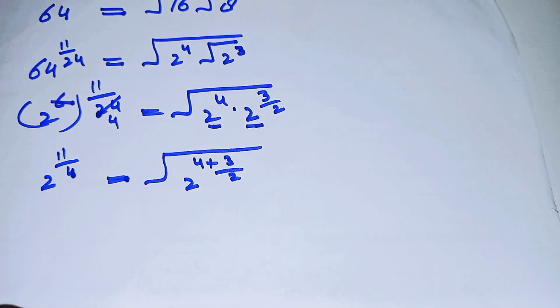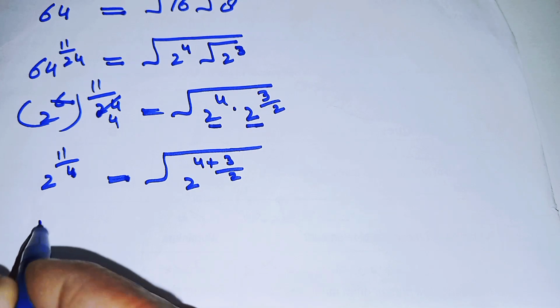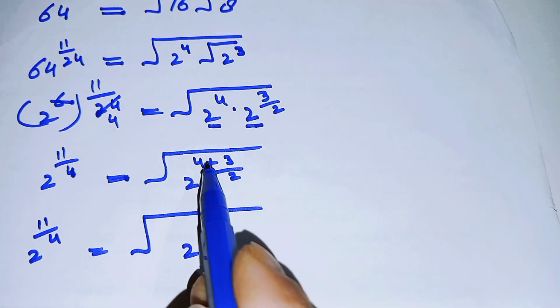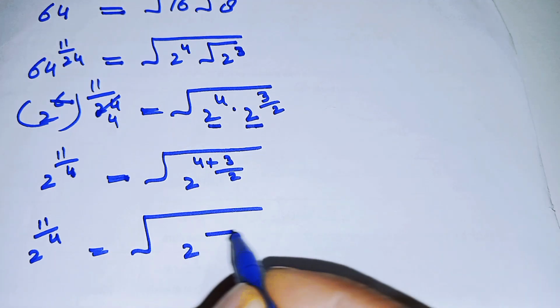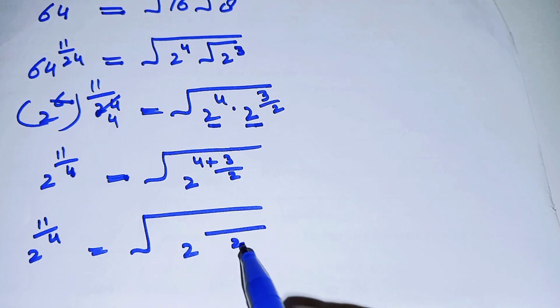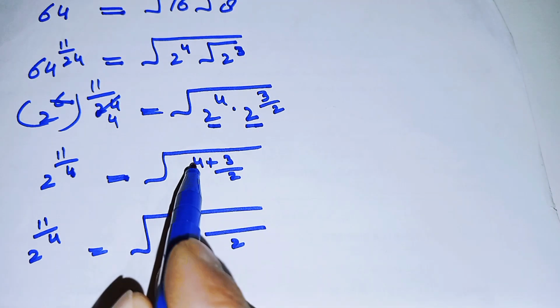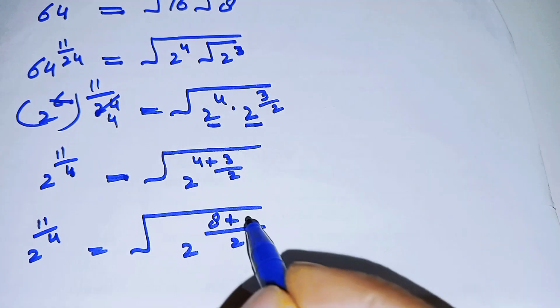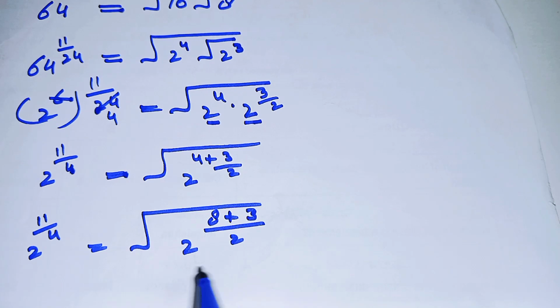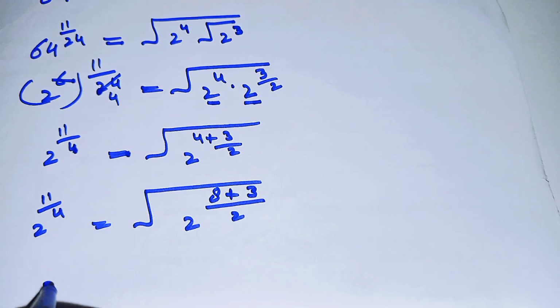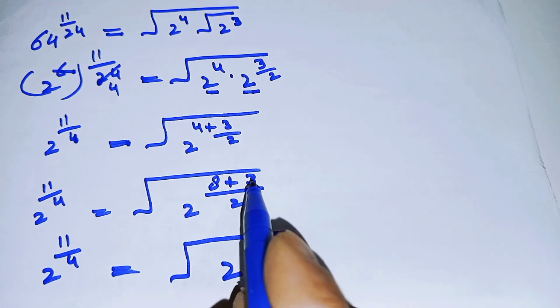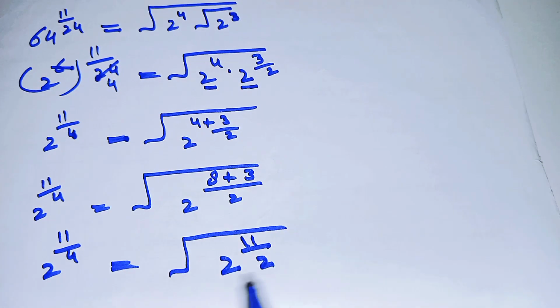Here we take the LCM of 4 plus 3 over 2. We write 2 multiplied by 4 is equal to 8, plus 2 times 1 is 3 over 2, and to the power of 11 over 4 is equal to 2 to the power of 8 plus 3, which is 11 over 2.